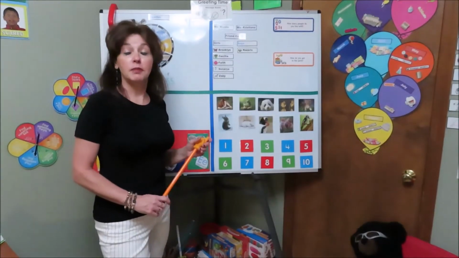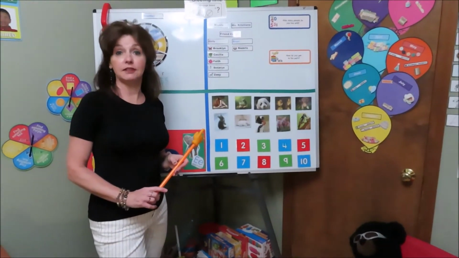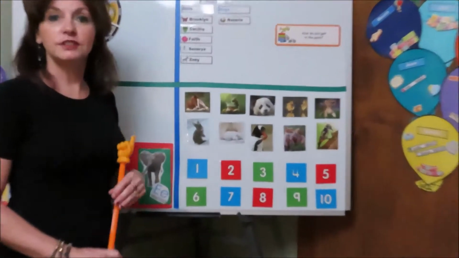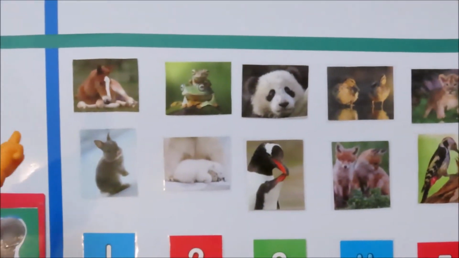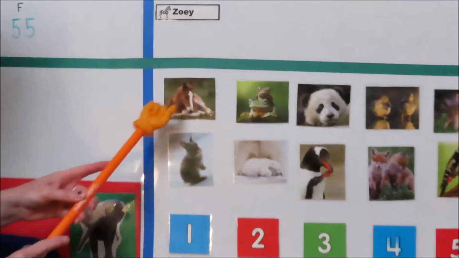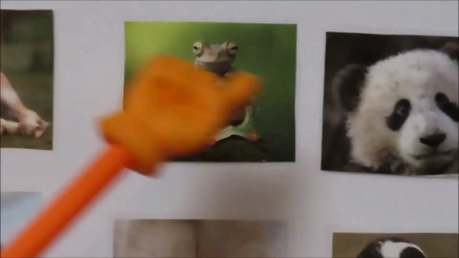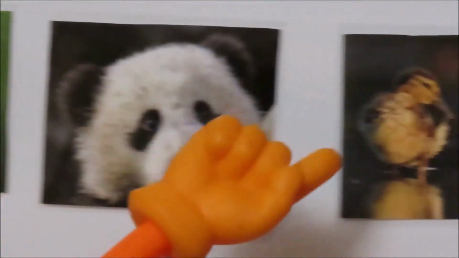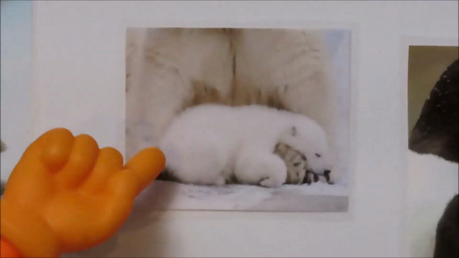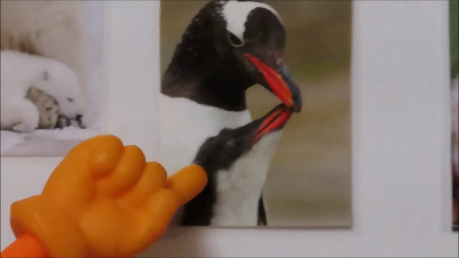Okay, now we come to the part of message board where we're practicing counting. And I cut out lots of different animals, pictures for you to see and for us to count. We're going to go over what the pictures are so you guys can see them. We have a horse. We have frogs, we have a panda bear, we have ducks, we have a baby lion, we have a bunny rabbit, a polar bear, penguin, foxes, and birds.